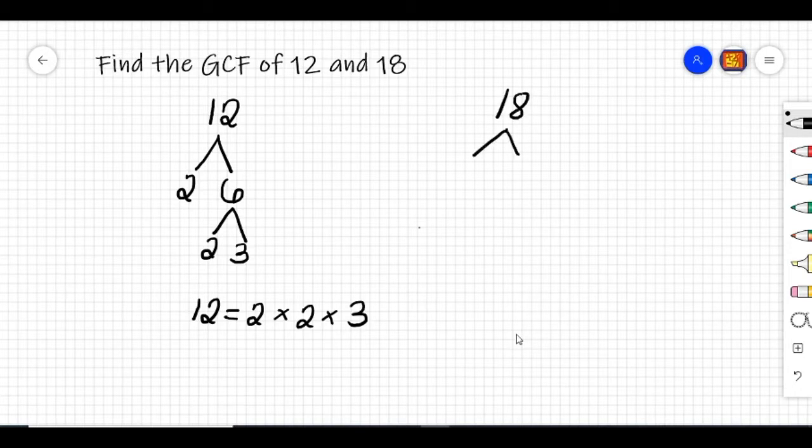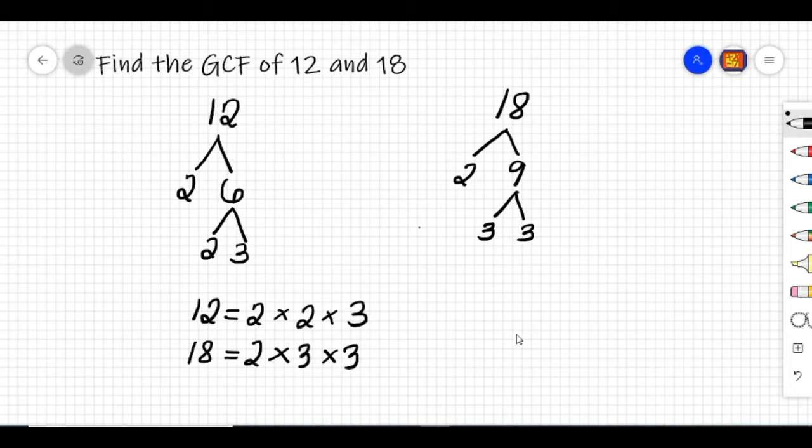Next, we're going to get the prime factors of 18 using the factor tree. So 18 is equal to 2 times 9, and then 9 is equivalent to 3 times 3. So the prime factors of 18 are 2 times 3 times 3.